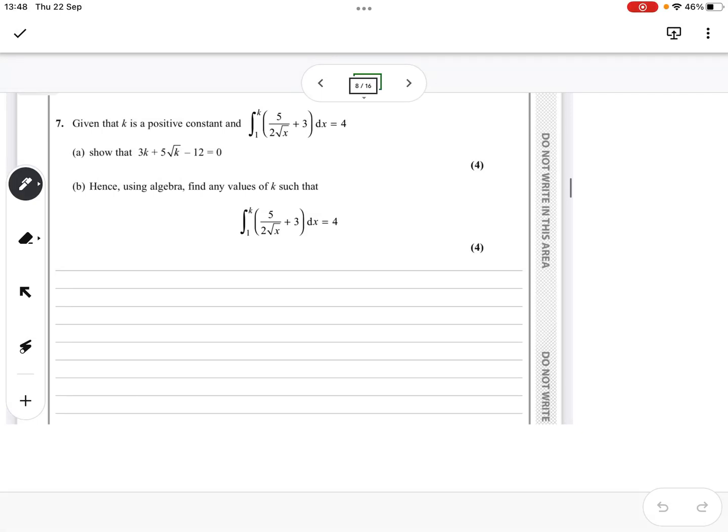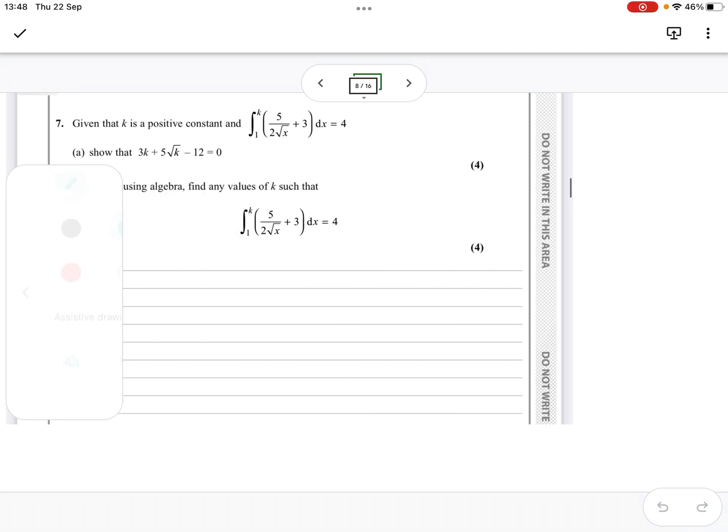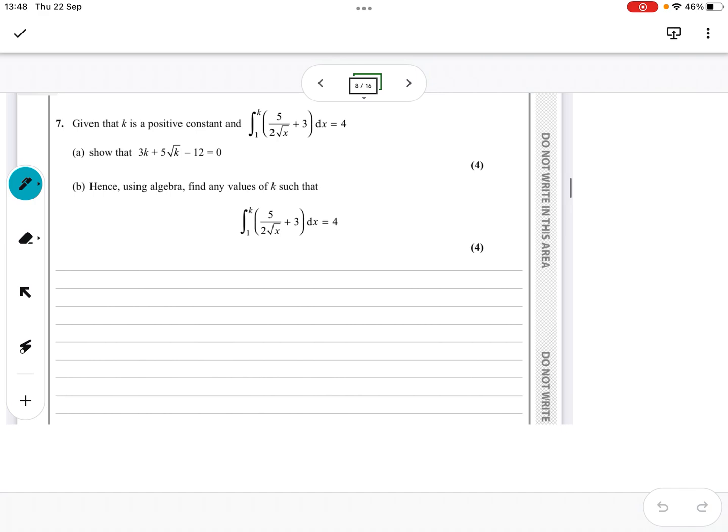So this is the October 2020 AS Paper 1 for Core maths, and we're now on question 7, and excitingly we've got some integration, which is fun. Given that k is a positive constant, and this equals that, show that that is true. Okay, where do you start? Well, you can only start where you're supposed to start. So we're going to integrate, find out what it is, make it equal to 4, and hopefully we can rearrange it and get something like that. No idea if it's going to work, so we've got to start somewhere.